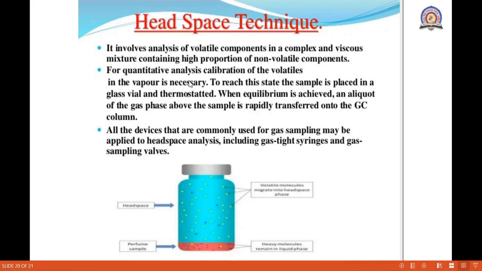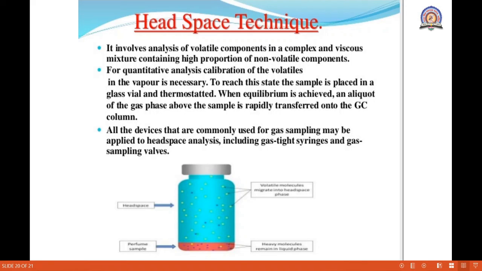Okay. For the quantitative analysis, the calibration of the volatile in the vapor is necessary. To reach this state, the sample is placed in the thermostat. When the equilibrium is achieved, an aliquot of the gas phase above the sample is rapidly transferred into the GC column. Okay, so here the volatile components are introduced, equilibrium is maintained, then we introduce the syringe and collect all the gas which comes here, and that gas we introduce into the column. All the devices that are commonly used for gas sampling may be applied to headspace analysis.